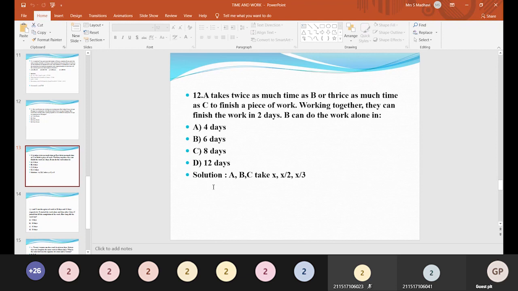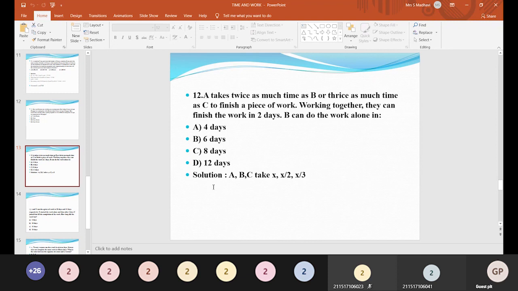For B it is 2 by x, and for C it is 3 by x. So now 1 by x plus 2 by x plus 3 by x is equal to, see, working together they can finish the work in 2 days. They are given that A plus B plus C together take 2 days. So 1 day means 1 divided by 2. Here 1 by x plus 2 by x plus 3 by x is equal to 1 by 2.